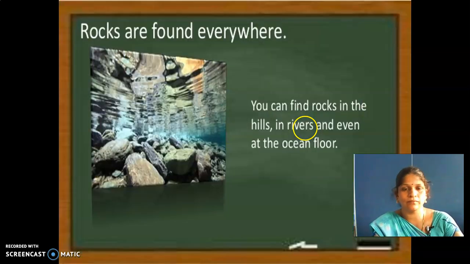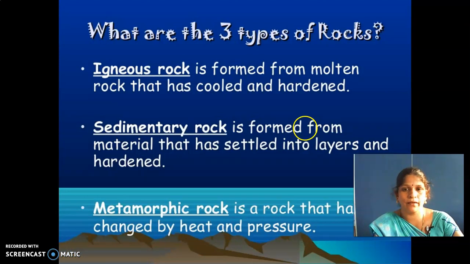Then we can find rocks in all places on the surface of the earth, on hills, rivers, and even in the oceanic crust, that is the ocean floor. Then what do igneous, sedimentary and metamorphic rocks mean? Igneous rock is formed from molten rock that has cooled and hardened. Sedimentary rock is formed from material that has settled into layers and hardened. Metamorphic rock is a rock that has changed by heat and pressure.